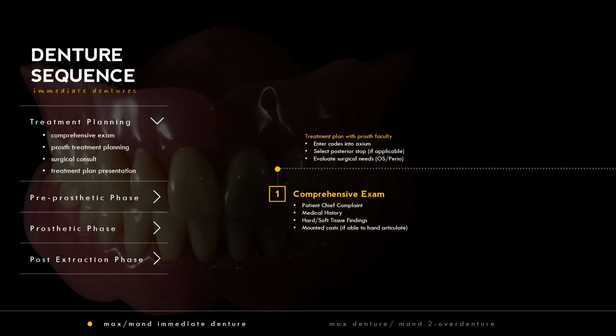The other thing you want to think about too is, are there other surgical procedures that may be needed outside of extractions? So this can include tori removal, alveoloplasty, or even soft tissue grafting around future implant sites.